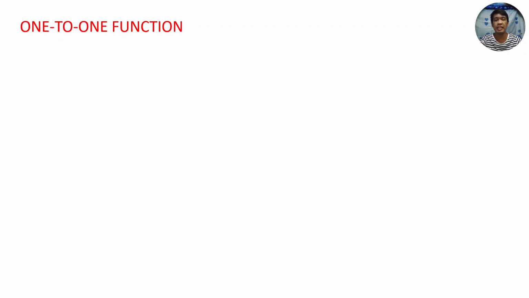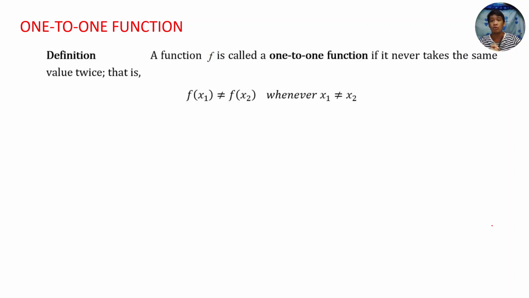Okay, so let's proceed with our second to the last topic for this particular chapter. So we have one-to-one function. So ano ba ang definition ng isang one-to-one function? So one-to-one function, or a function f, is called one-to-one function if it never takes the same value twice.